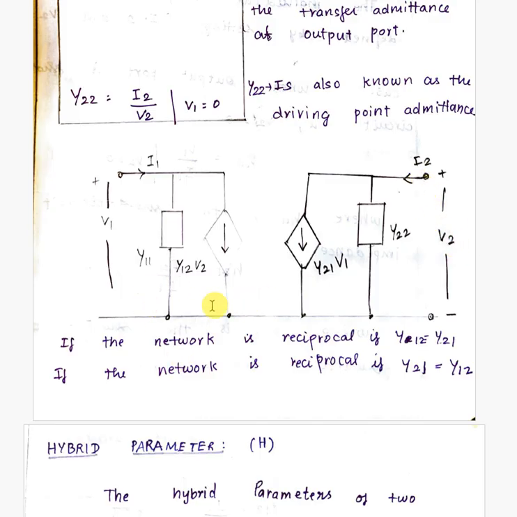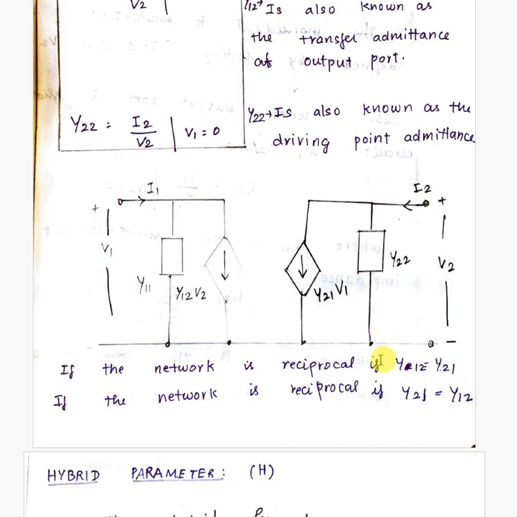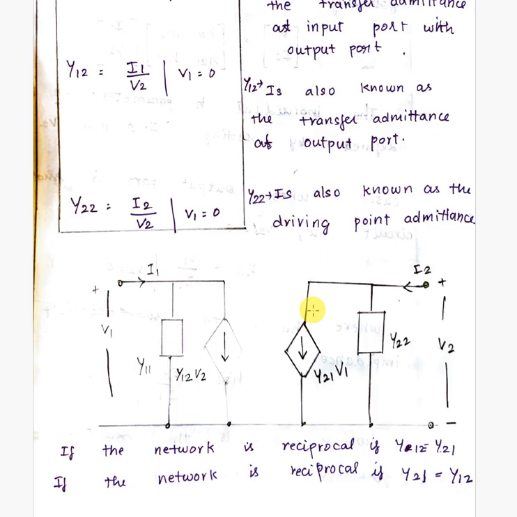And then Y12 and Y21 are the reciprocal values, and the symmetrical values are Y11 and Y22. Likewise, we have to identify the impedance and admittance parameters.